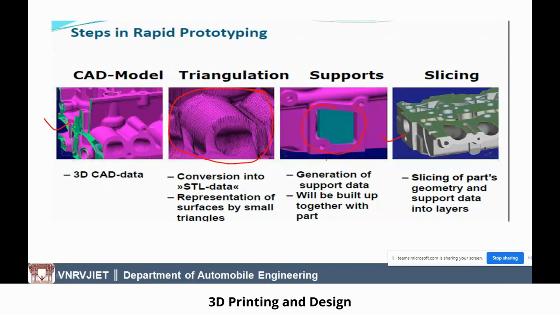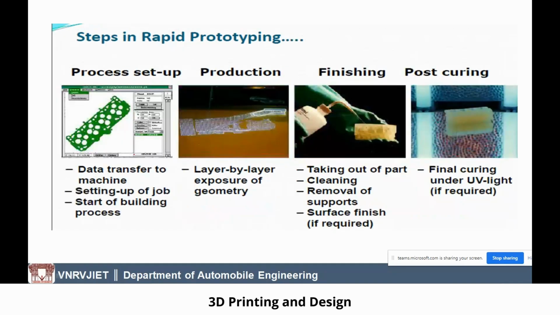Once the data is given, the file will be transferred to the machine, and the machine will produce the component layer by layer, as you can see here. Once the component is produced, we have to clean it by removing the supports, and go for finishing if required. And if it requires post processing, that is, if you want to increase the strength and other properties, we need to go for a curing process. So these are the steps involved in the 3D printing process.